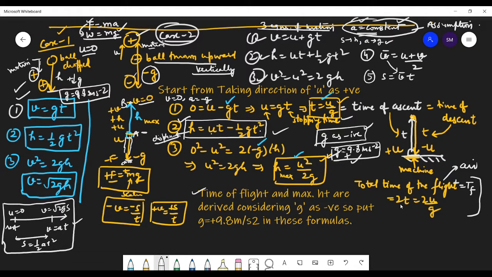So this formula 2u by g is the time of the flight, and this is the maximum height. They are derived considering g as negative. So put g equal to plus 9.8 meter per second square in these formulas.